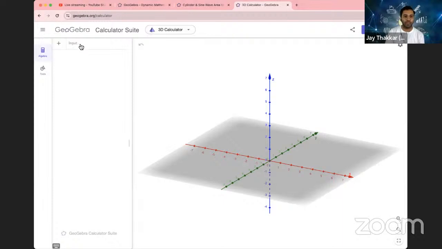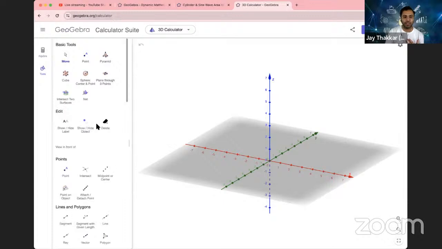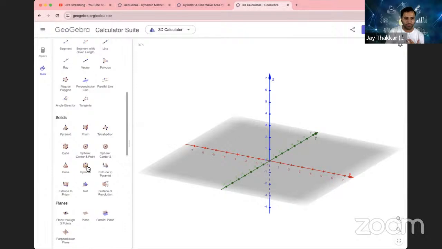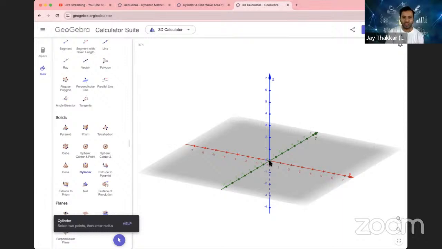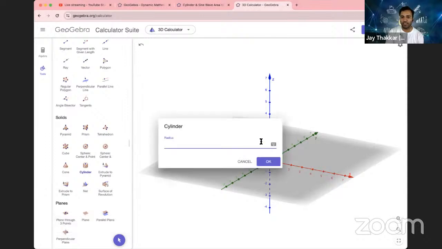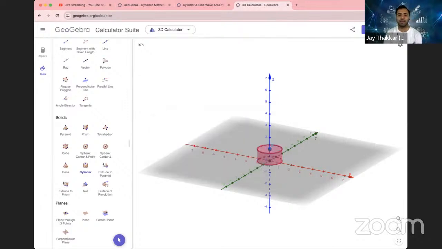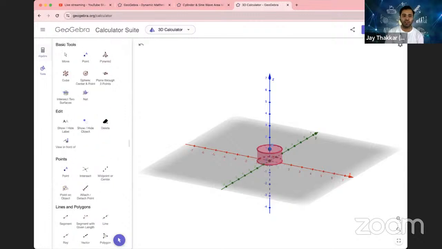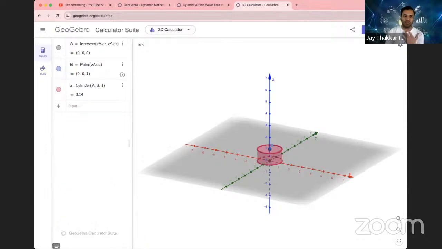Apart from the algebraic commands, you can also use GUI tools. Let's say if you wanted to draw a cylinder, then maybe you can create it by, for example, this cylinder tool. It's asking me to select 2 points and then enter the radius. So let's say I create the cylinder with the origin as one of the points, and another point at, let's say, height 1, and the radius I enter as 1. It would create this particular cylinder.